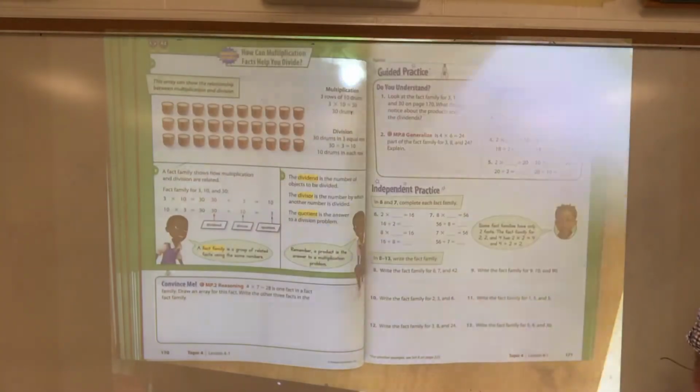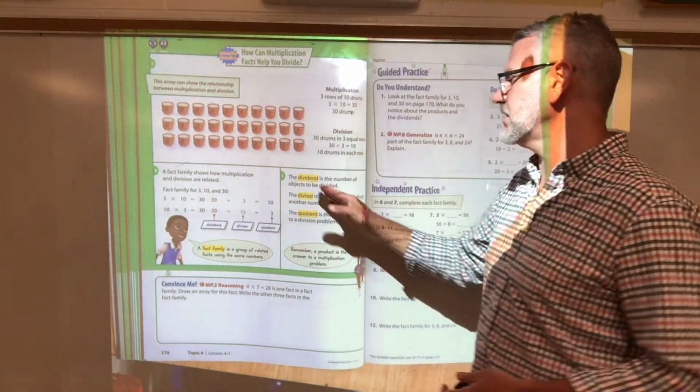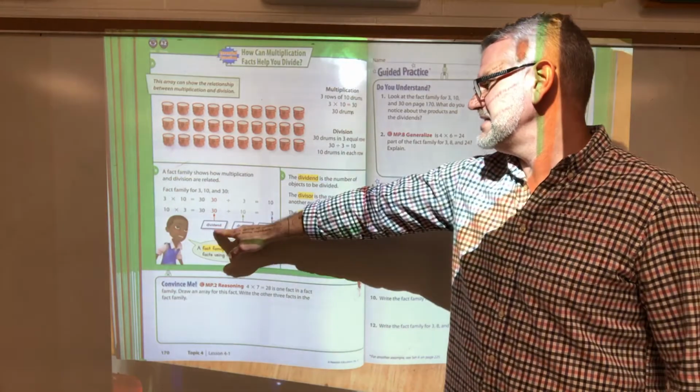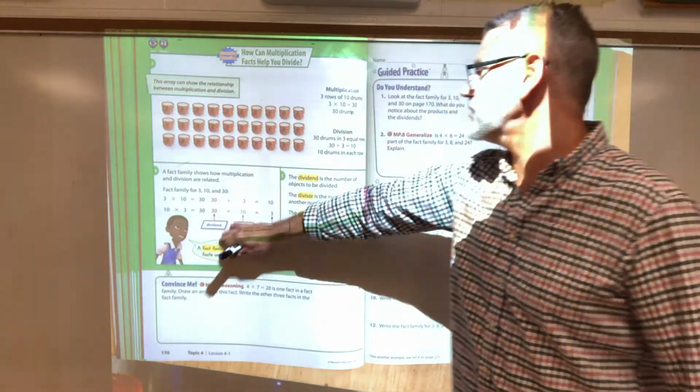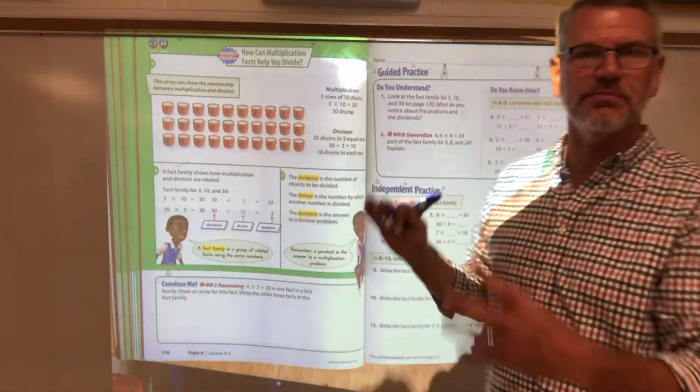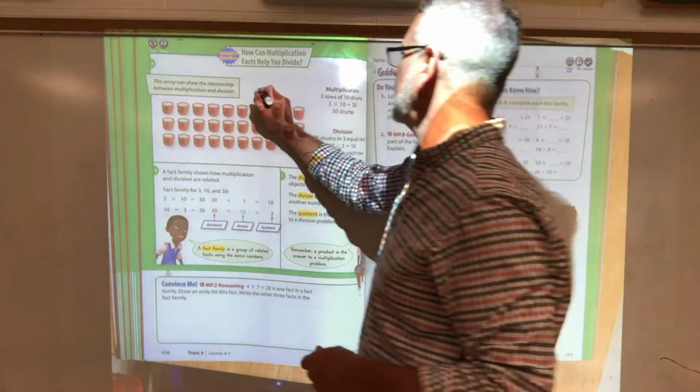Let me get this paper off here and let's look at our book on page 170. Here you see the drums. One of the big things I wanted to look at were these terms, dividend, divisor, and quotient. Now the dividend was the total number, how big the group is, how many you're breaking apart. That word divisor, and I'm going to write it right up here.